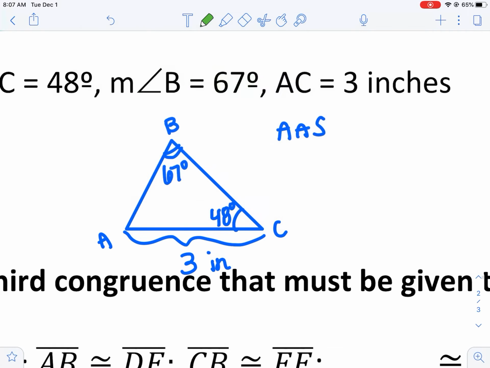If it was the included side, meaning it was angle, side, angle, BC would be the side length that we were given. Here, AC is not stuck in between these two angles, so it is non-included. So, angle, angle, side postulate.